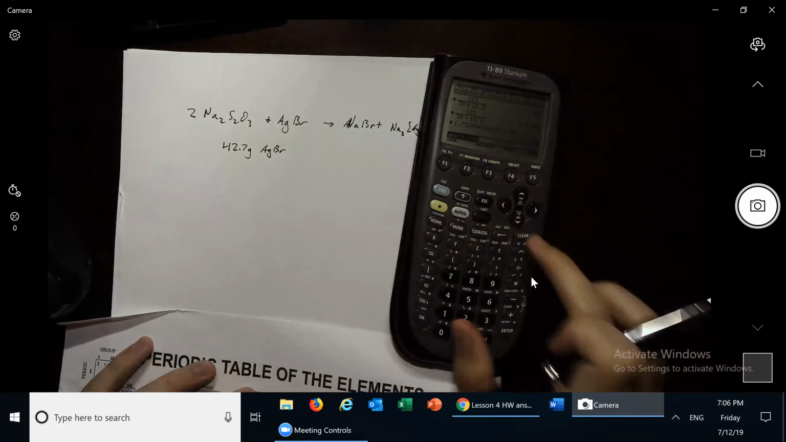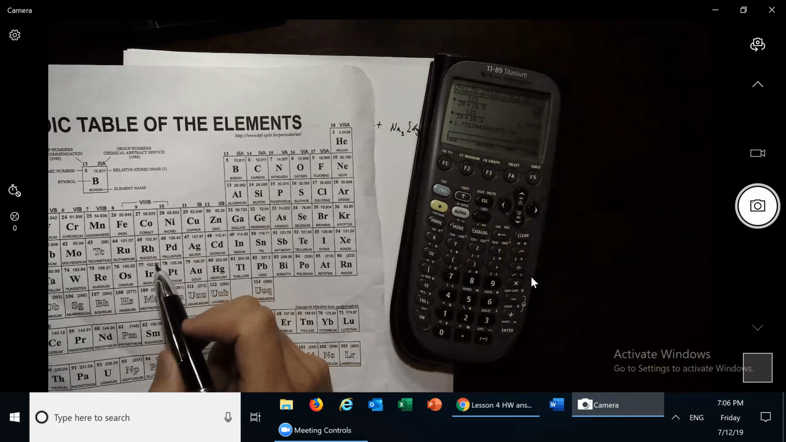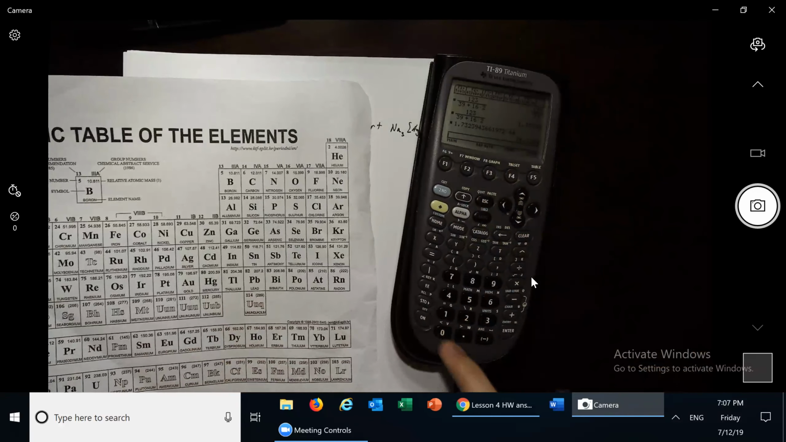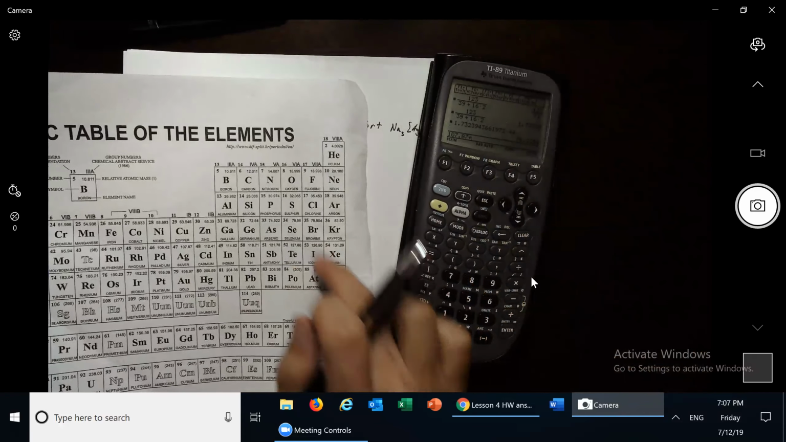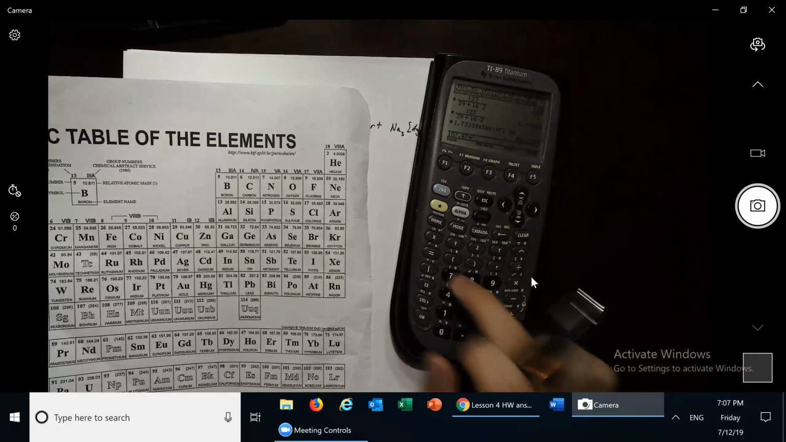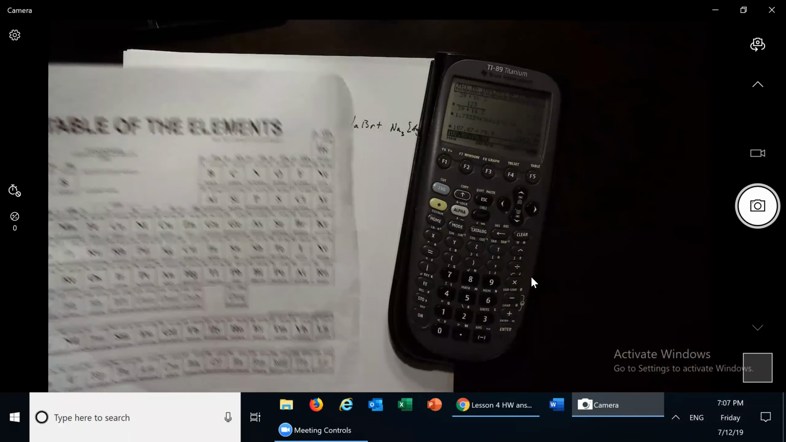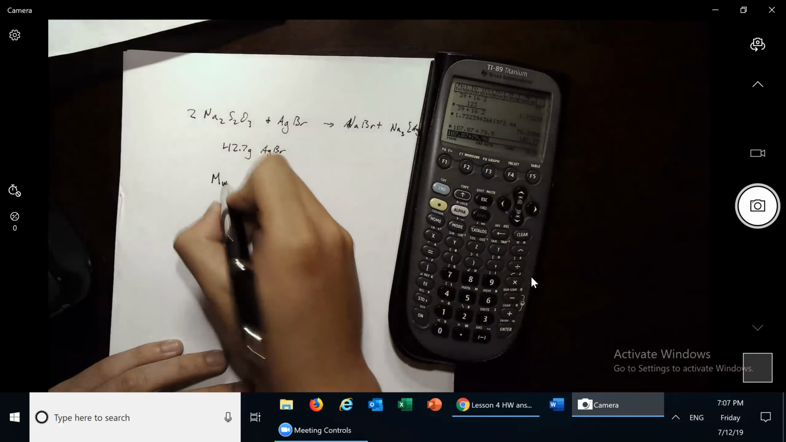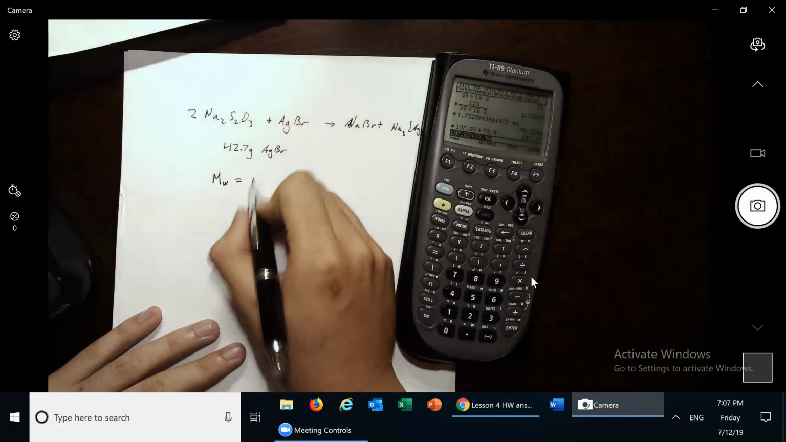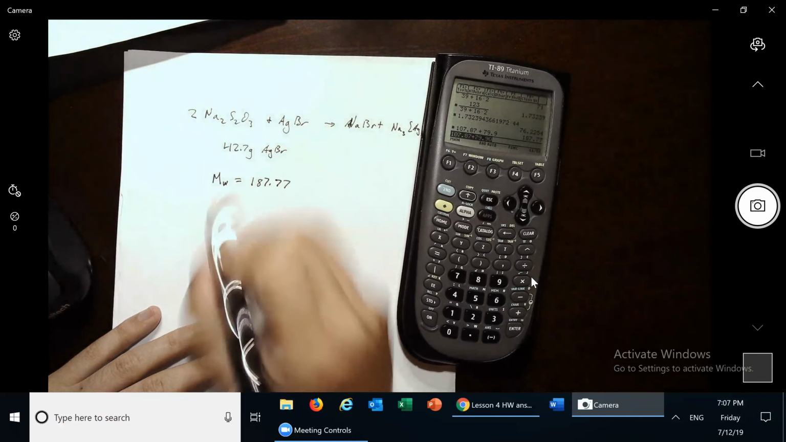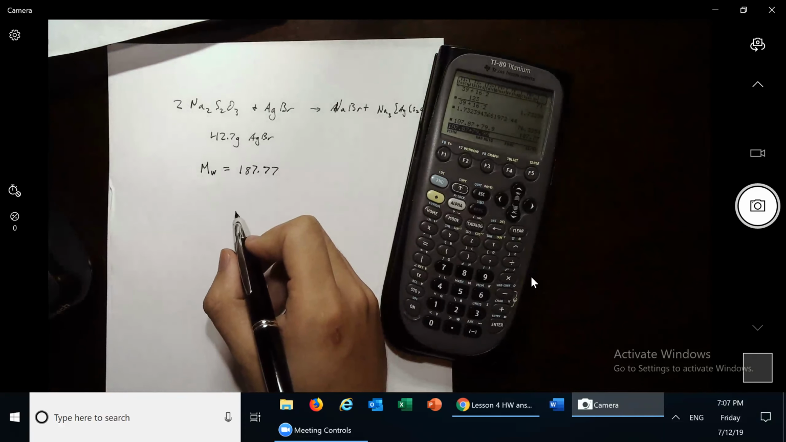So let's see. On the periodic table, silver is 107.87 plus bromine, 79.9. So the molar mass, which is sometimes called molecular weight, equals 187.77. Okay. So now we need to find the total number of moles.